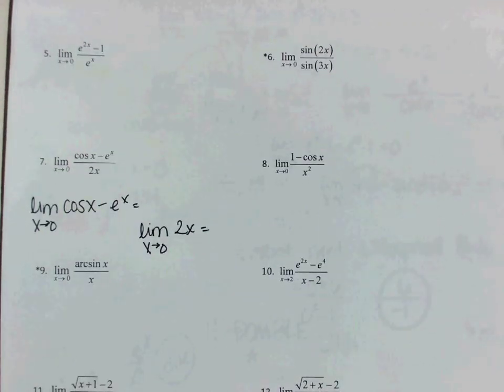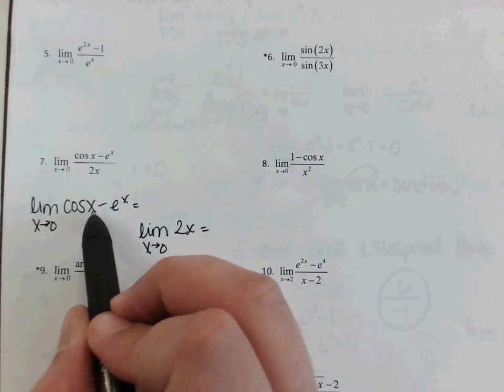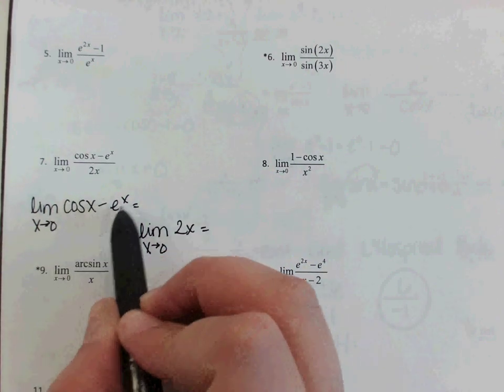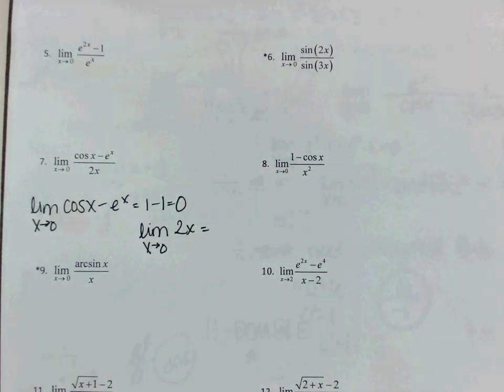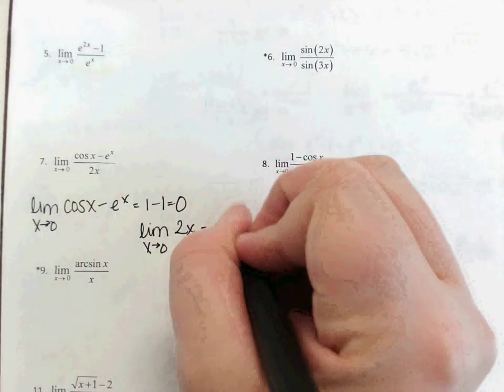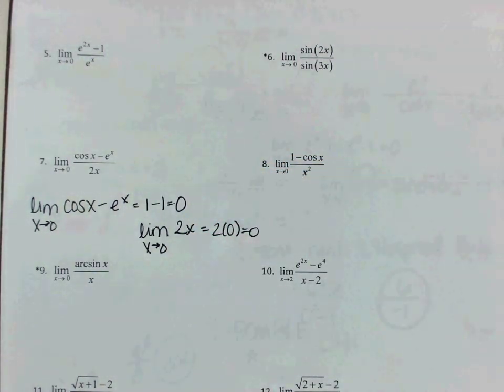Plug in 0. What is the cosine of 0? What's e to the 0? 1 minus 1 is 0. We got 0 on top, but we have to also get 0 on bottom. So 2x, plug in 0, we get 0 again. That means we can use L'Hopital's rule.